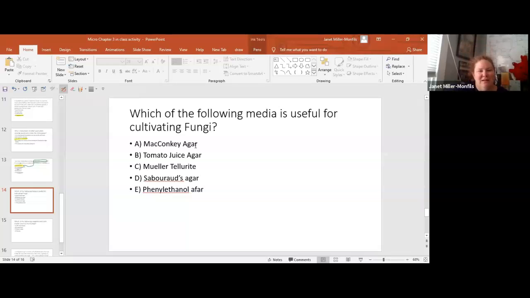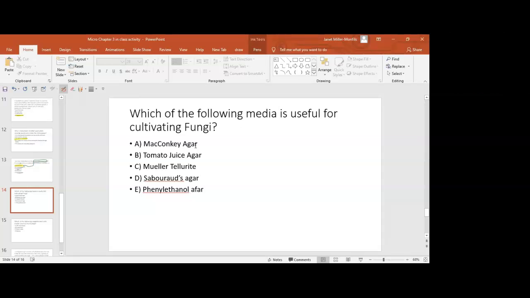Good. Okay, which of the following nutrient media is used for cultivating fungi? And again, when you find the page number, let me know and I'll write it. It's on page 82 in table 3.7, and I believe it's D.